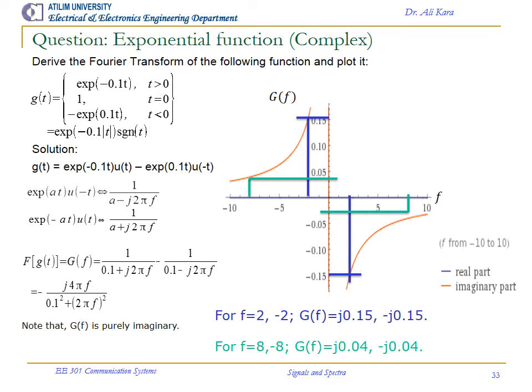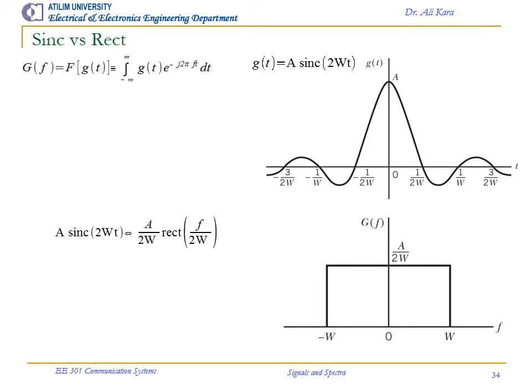Solution: note that this function can be written as a summation of two exponentials. Once it is written as a two-term function, you take the Fourier transform of each of them and add them up using the linear property of the Fourier transform. Now, let's visualize this function by analytically calculating some points of the function G of f and then marking them on the graph.